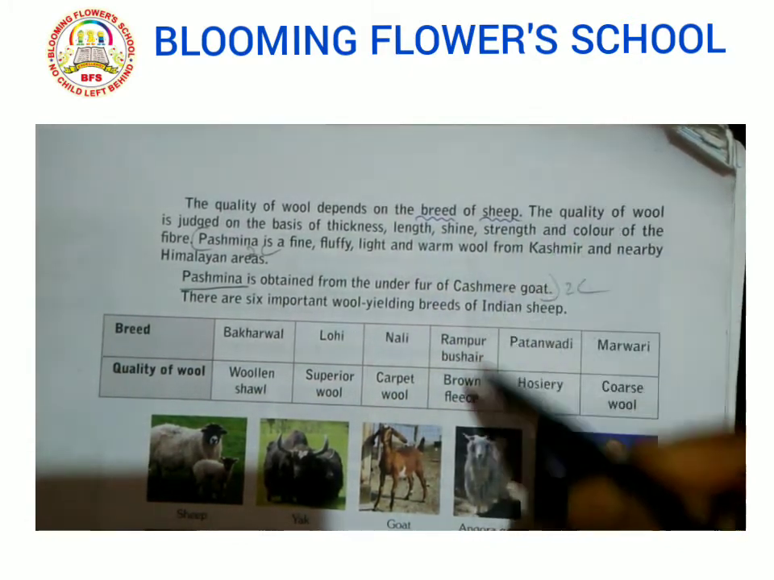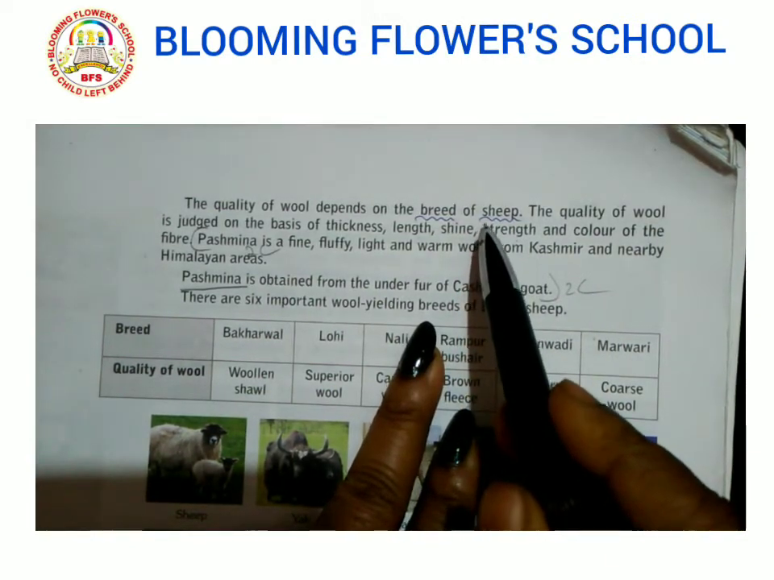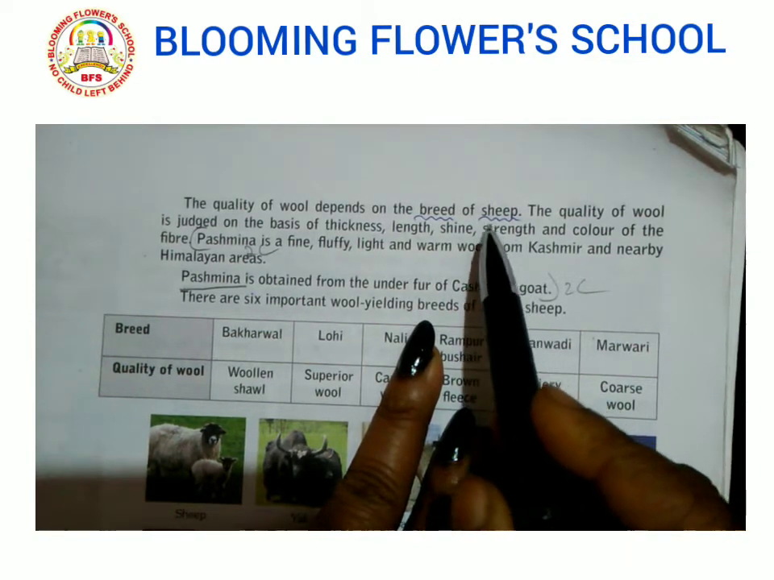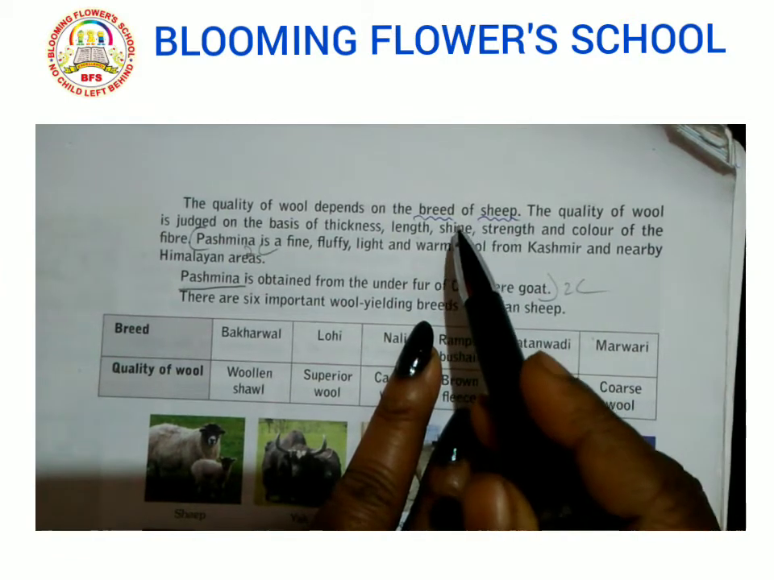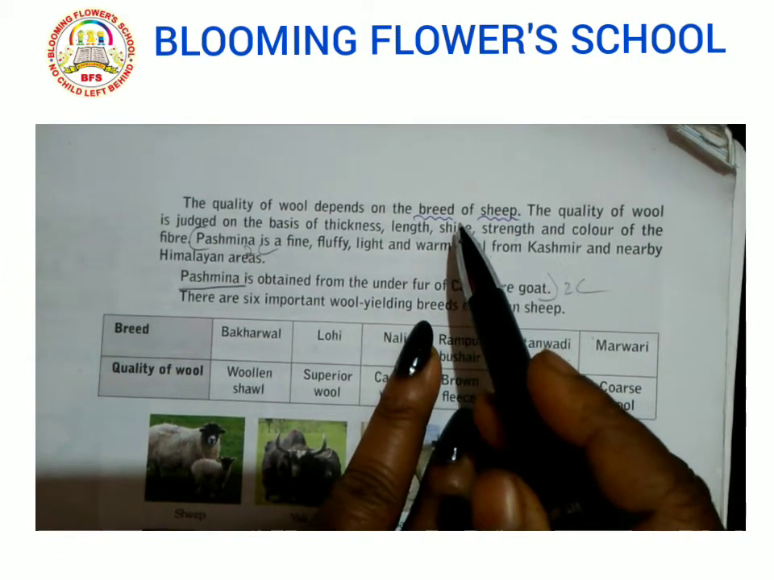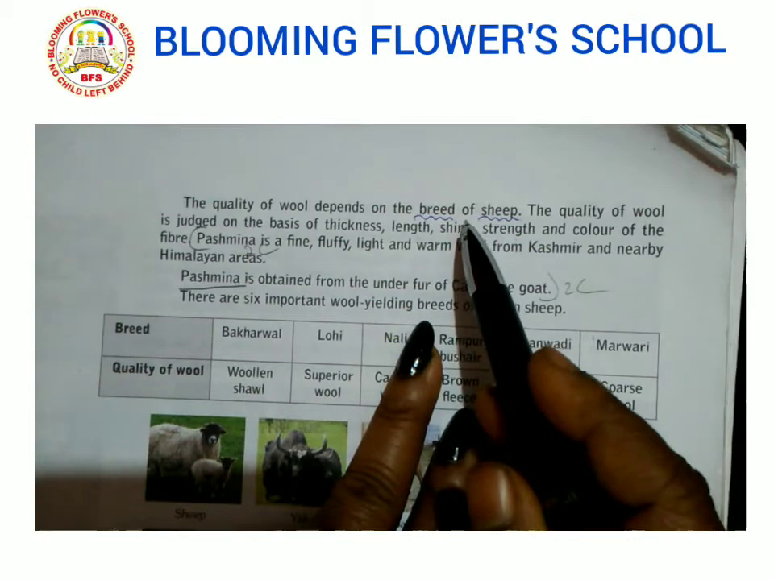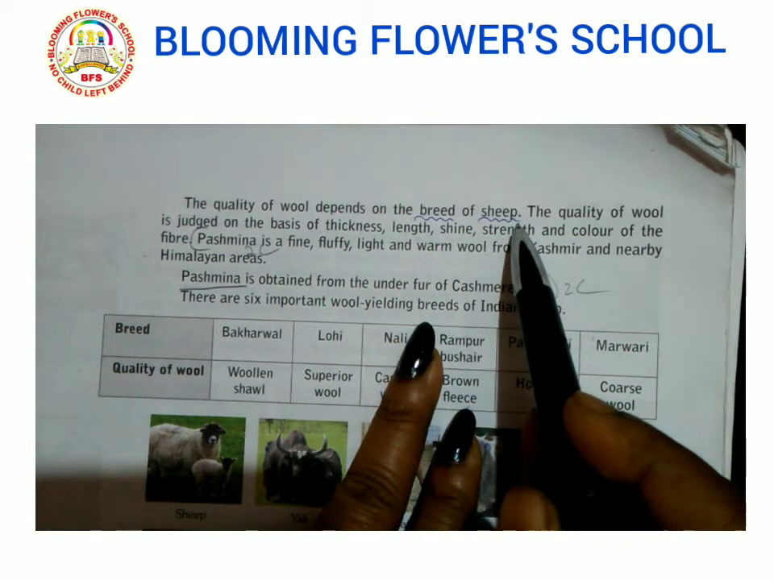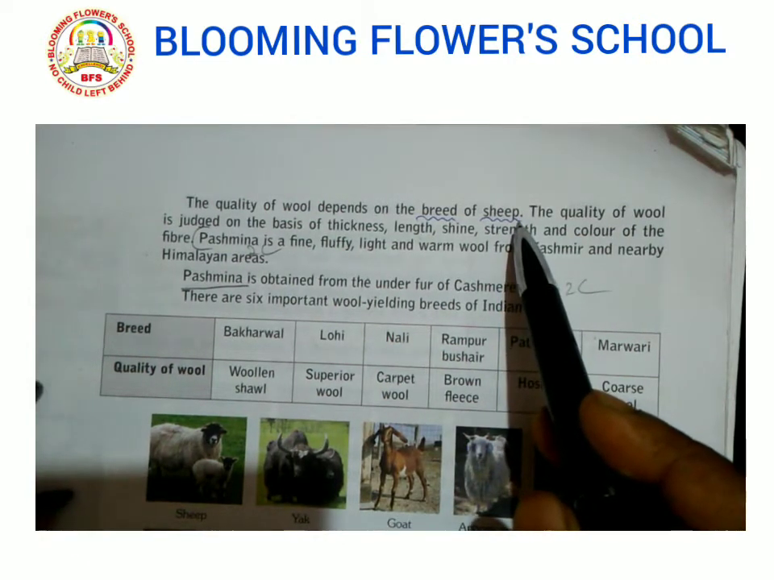Breed of the sheep. Like you see, the Chinese people, their hair is very soft, and they have very shiny kind of hair. So they are a kind of breed. They are different kind of breed of people, so they are having good quality of hair. Understood? In that way, quality of the wool depends upon breed of the sheep. We have different kinds of sheep, and their breed is different.